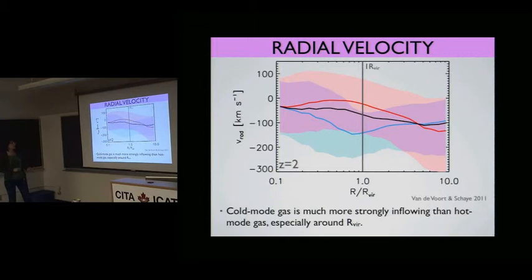I'd also like to point out that if you look at gas that's next to a galaxy, there is no difference in these two modes anymore. The gas that makes it there has cooled down, has reached a high density, and is actually all at the same velocity. So the biggest differences are present at the virial radius.